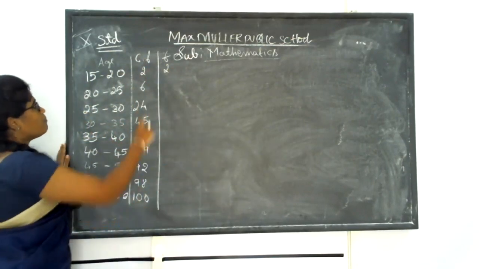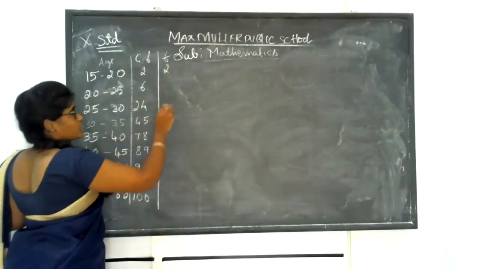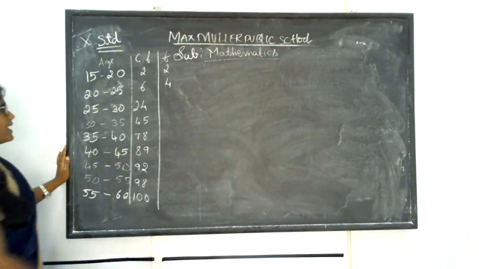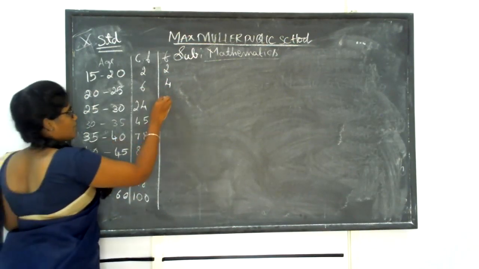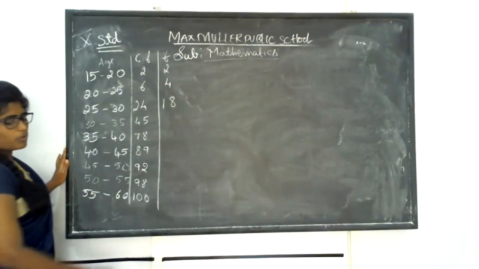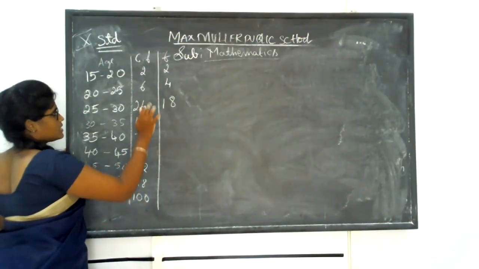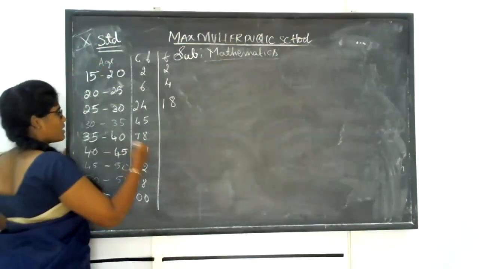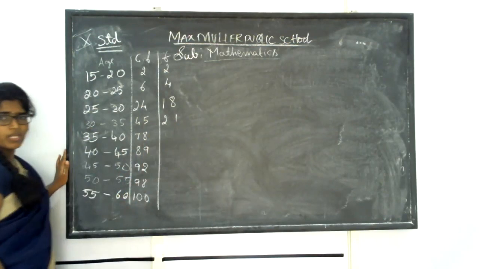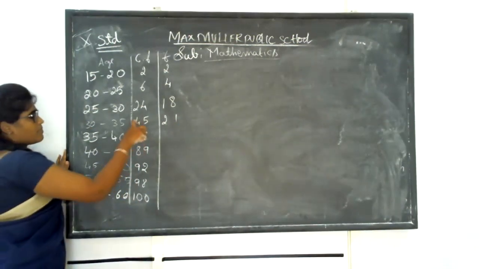Then subtract. 6 minus 2 is how much? 4. Correct? Then 24 minus 6 is how much? 18. Then what do you have? 45 minus 24. 45 minus 24 is what? 5 minus 4 is 1, 4 minus 2 is 2. 21. Correct?